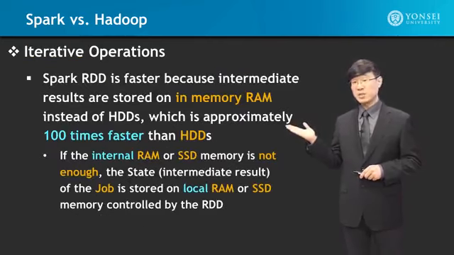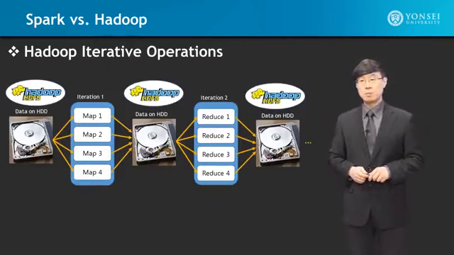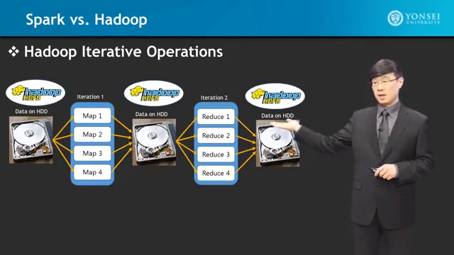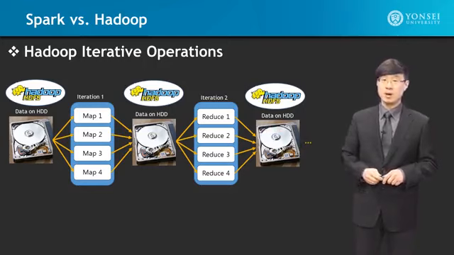And Spark is faster because it takes advantage of in-memory RAM. Looking at the MapReduce portion of Hadoop, you will see that data is read from the HDFS and the map process is done. Then it's saved back into HDFS, and then it's read out again to do the reduce process, and then it's saved back again.